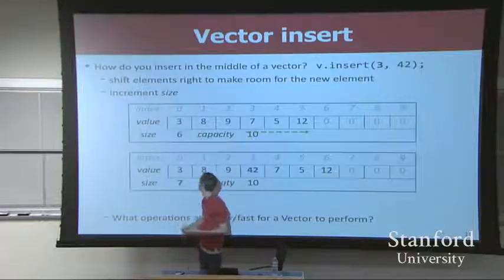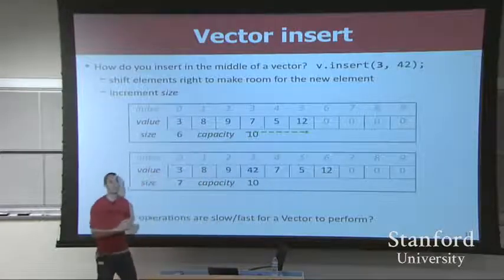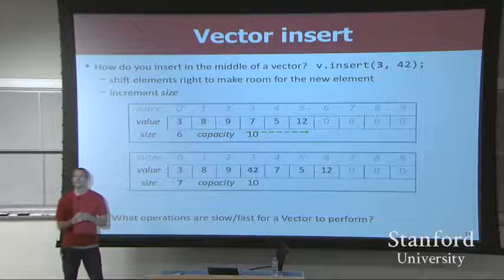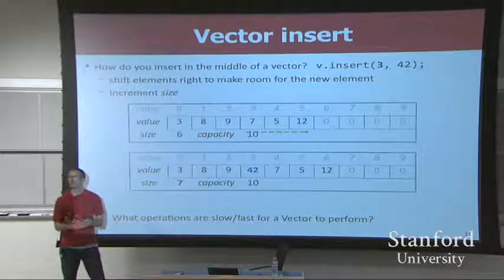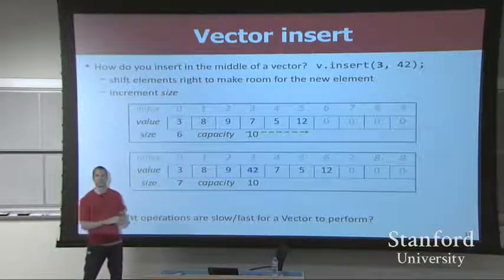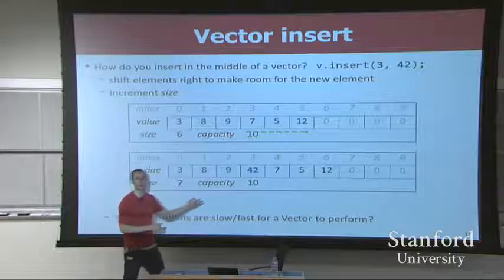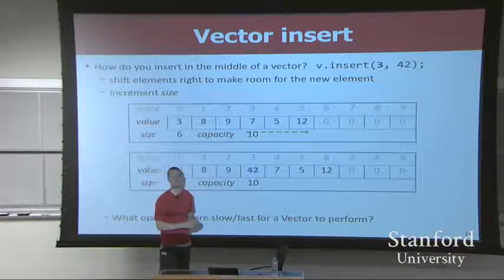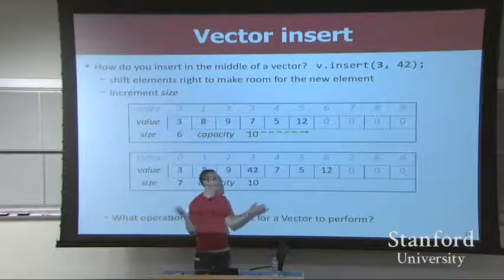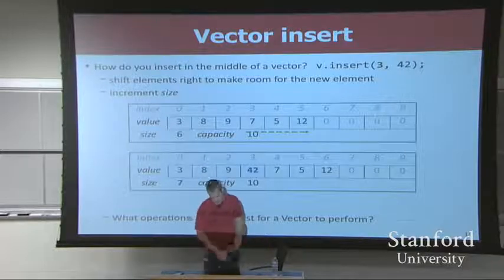Well, so one thing maybe I'll ask you is, what is a place that you can insert in the vector that's not very slow? At the very end, there's no one that needs to be shifted. The end of the vector is the East Palo Alto of the vector. Lots of space over here. Come on in. Anyway, I'll just keep moving.